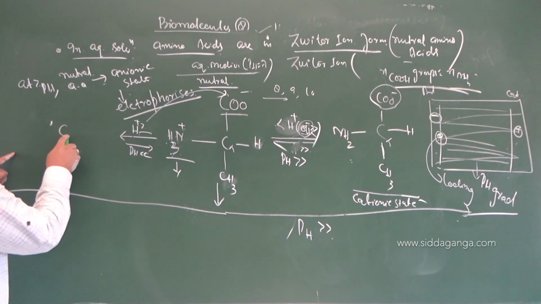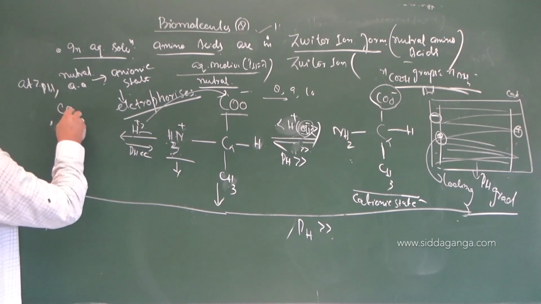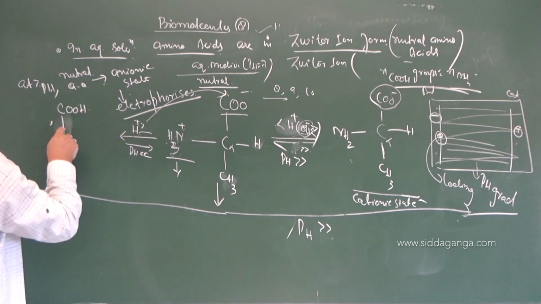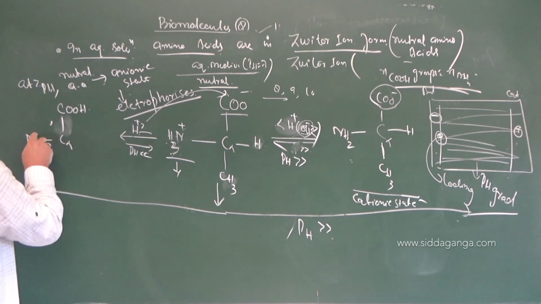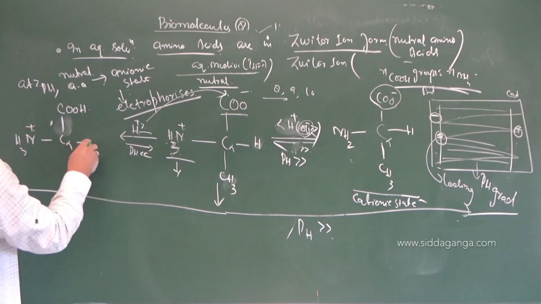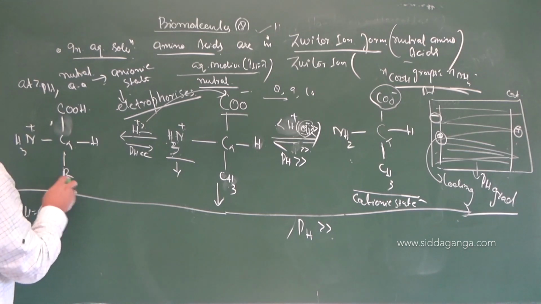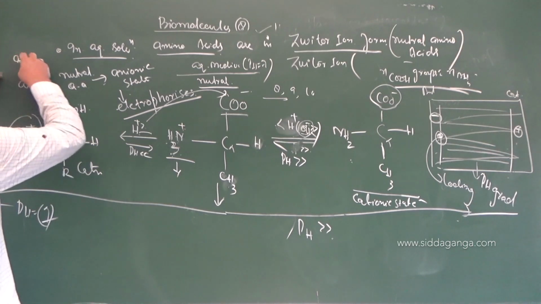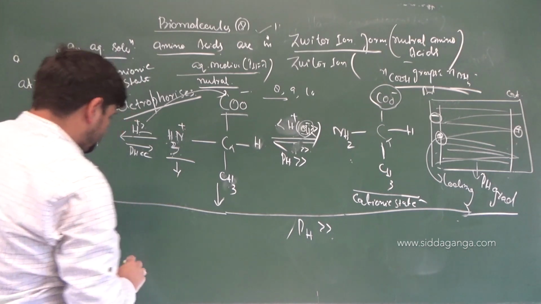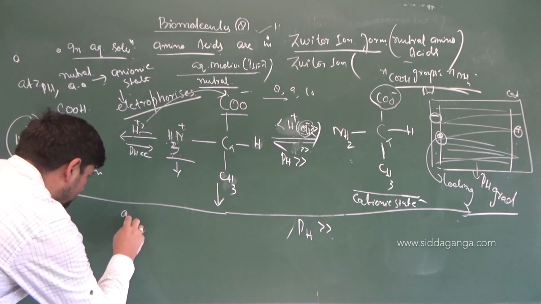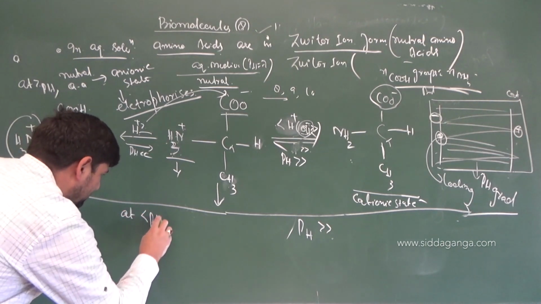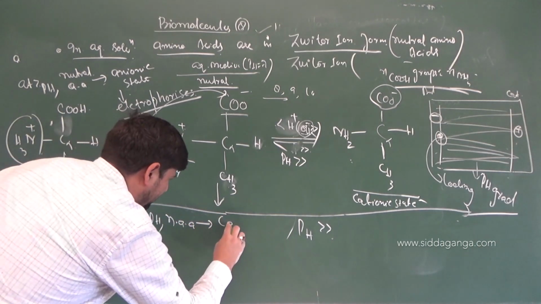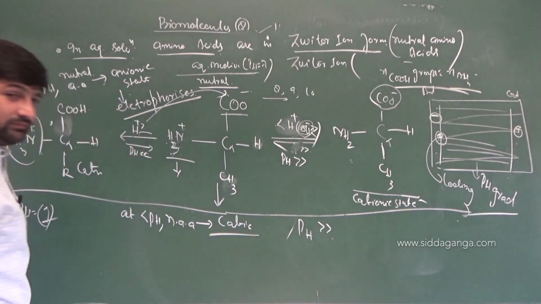So what you will get here is COO minus, which will accept the proton and convert to COOH. Then you get C alpha, then you will have NH3 plus as such, then you will have hydrogen here, then you will have R here. So it will exist in which state? Cationic state. So we can write it down here, children. At low pH, neutral amino acid will exist primarily in the form of cation.